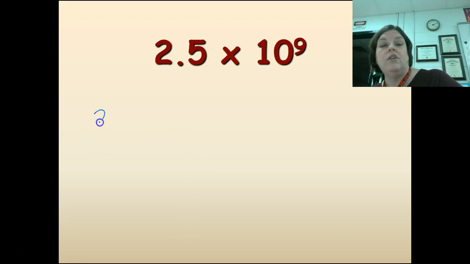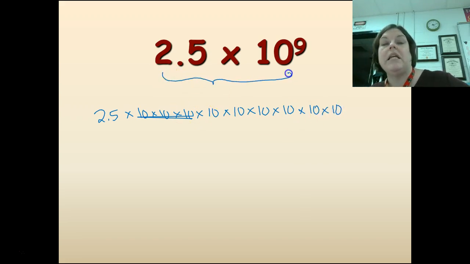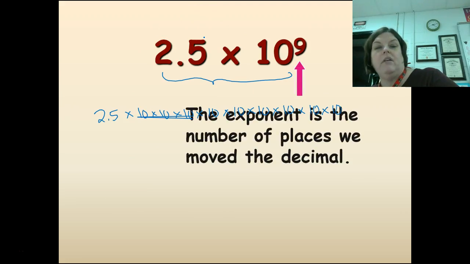That means 2.5 times 10 times 10 times 10 times 10 times 10, that's 5, 6, 7, 8, 9. That's literally what this means, okay? And so eventually this will have the same value as the number that we saw in the previous slide. So the exponent is the number of places we move the decimal. All right, so here's another example. Let's try it.